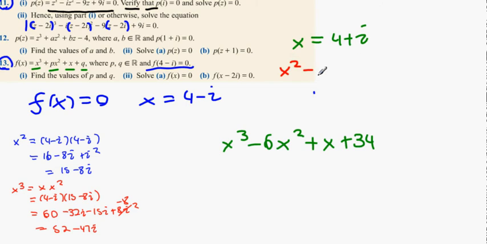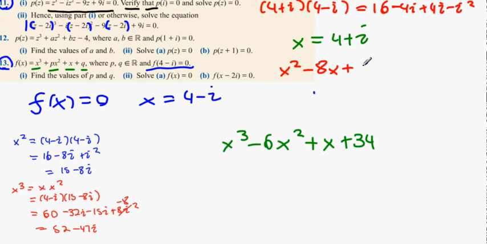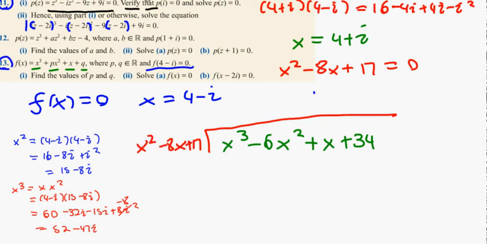We can go x squared minus the sum, and the sum is going to be 4 plus i plus 4 minus i, which is going to be 8x. The product is when we multiply them together. So we're going to get 4 plus i, 4 minus i. We should get a 16 minus 4i plus 4i, and then we have a minus i squared, which ends up to plus 1, so it's going to be 17. The product is 17, equals 0. And then we've got to divide this quadratic equation into the cubic to figure out what the other roots are.